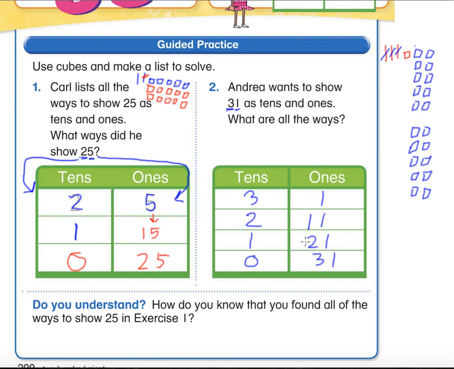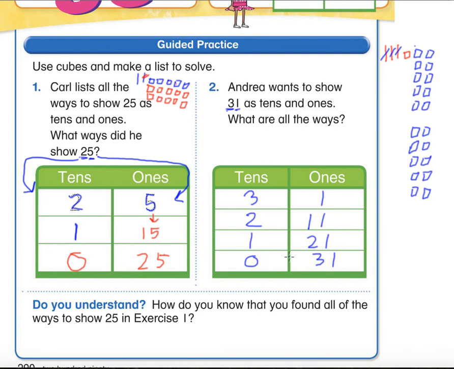And these are all the ways we can make 31. We can have 3 10s and 1 1. We can have 2 10s and 11 ones, or 1 10 and 21 ones, or 0 10s and 31 ones. Okay?